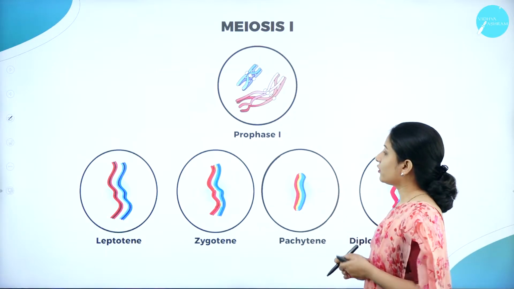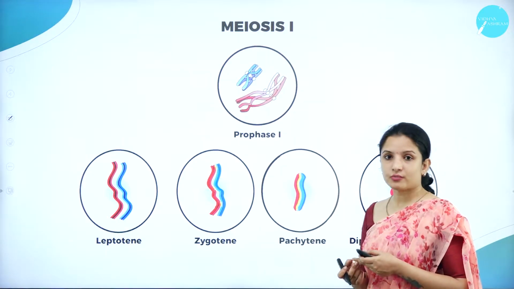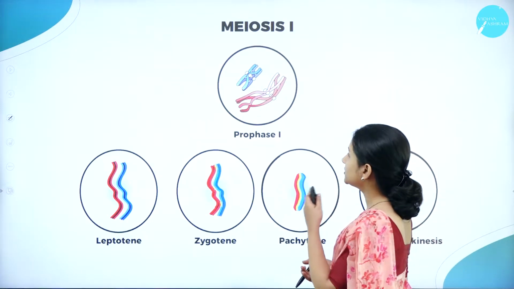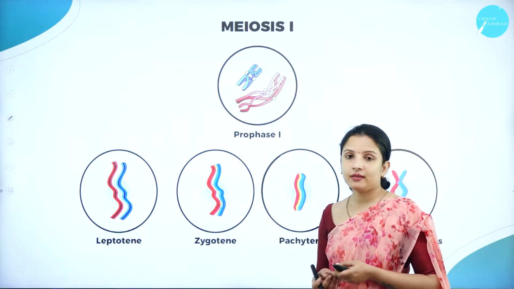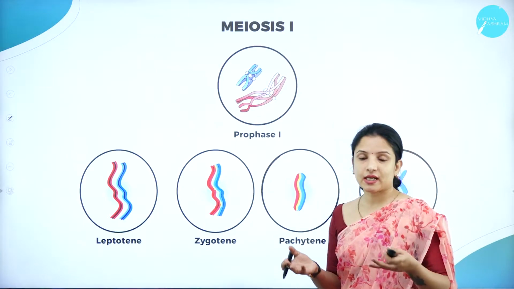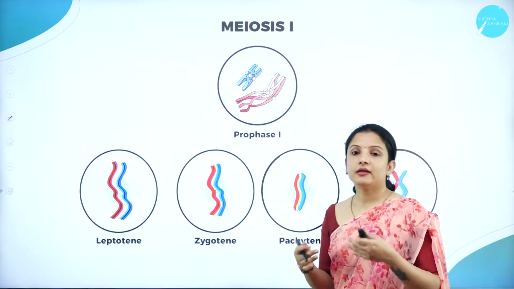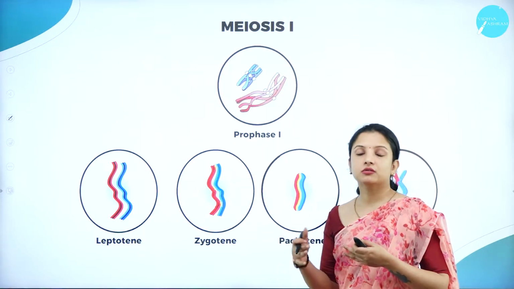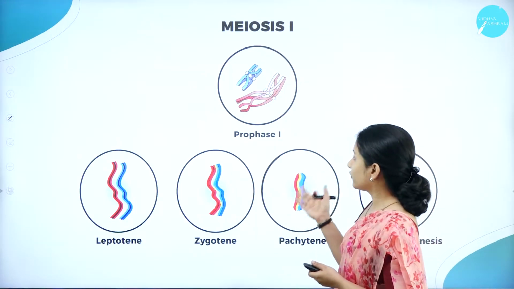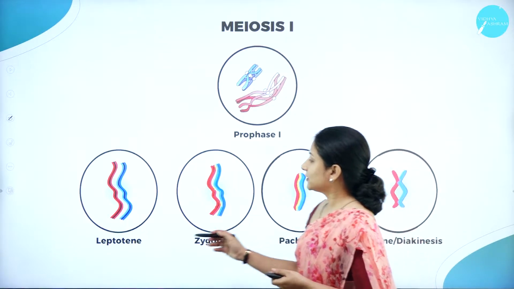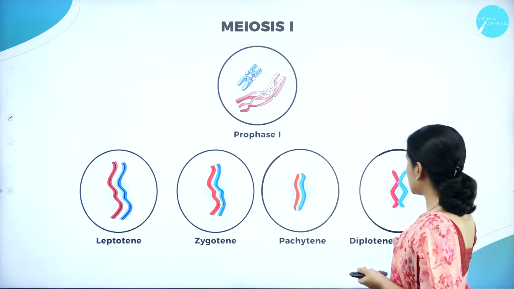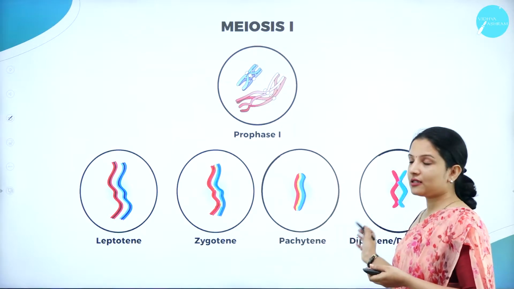I told you, in meiosis 1 they enter into the prophase 1 stage. In prophase 1, what happens? The nuclear membrane completely disintegrates and is lost, and the cell prepares itself for the further cell division stages. Under prophase 1, you can see the leptotene stage, the zygotene, the pachytene and the diplotene, which is also called diakinesis.